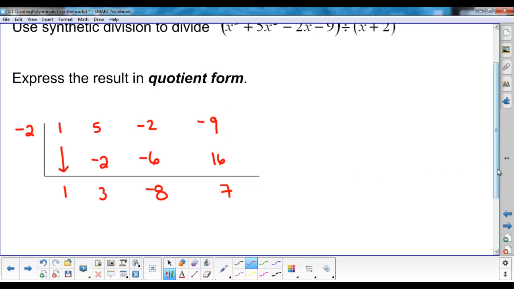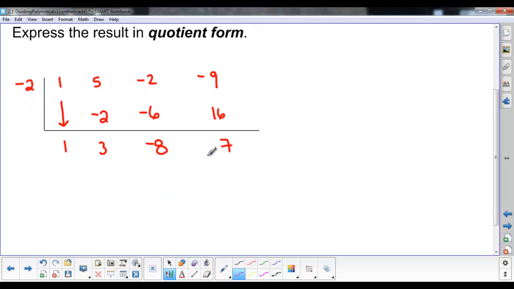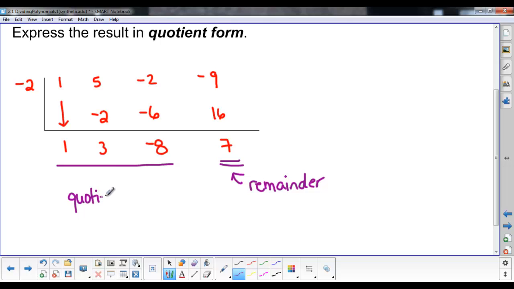Now what happens here, the very last number always is the remainder. And then the following numbers are the quotient. So we have our constant, then we'd have our x term. This is our x squared term, and if we had more numbers, it would be x cubed, and so on and so forth.